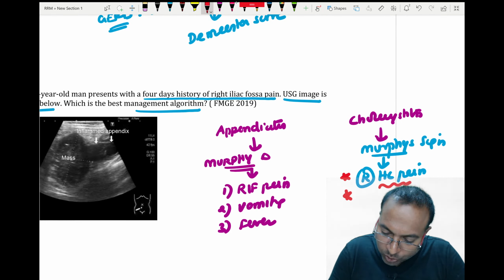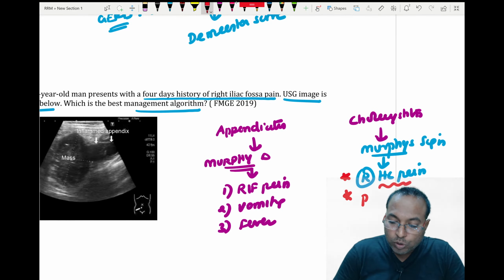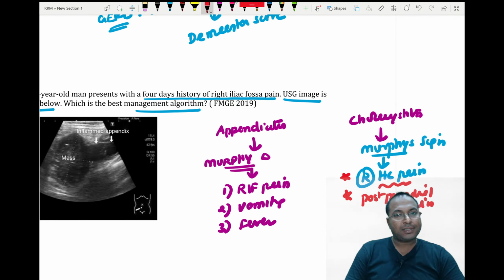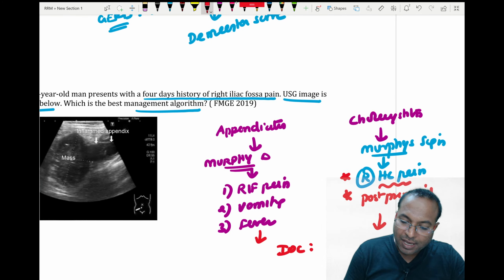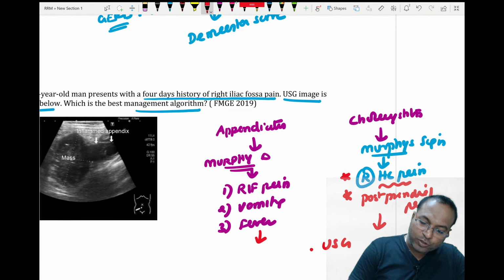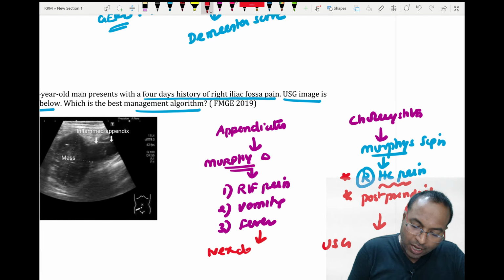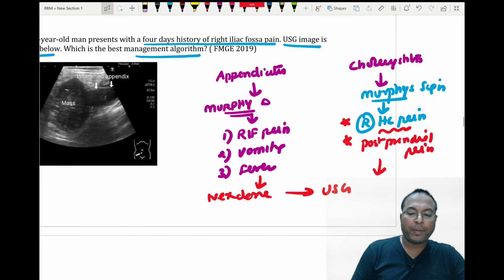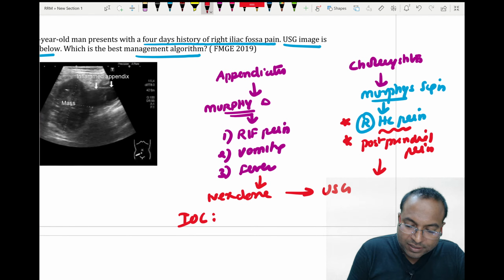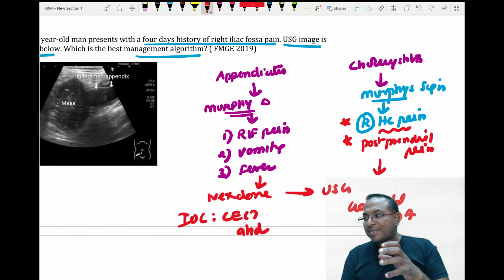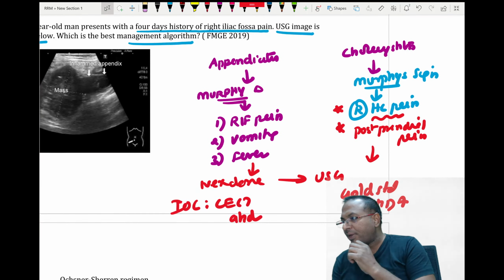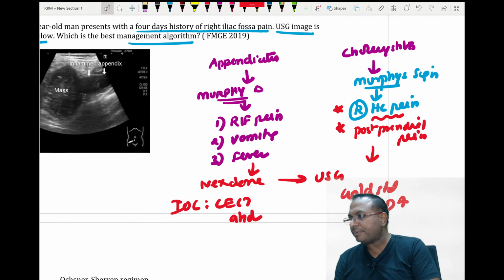Number 2, they will have postprandial pain. After they eat, they will get more pain. That is another feature of cholecystitis. So for appendicitis or cholecystitis, the next investigation done is ultrasound. The investigation of choice in appendicitis is CECT abdomen. The gold standard in cholecystitis is HIDA scan. So please don't forget, these are very important points for your exams. You should not forget.